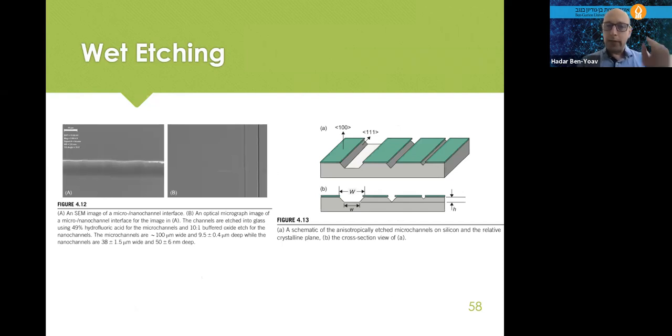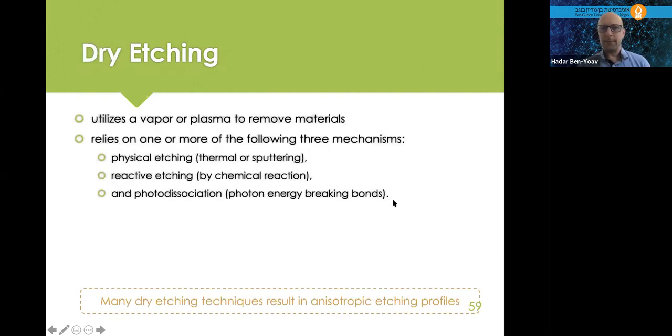So this is an example of a wet etching. We have anisotropic etching through the material. Depends on the time, you can have different trenches. Dry etching, using vapor or plasma to remove the material.